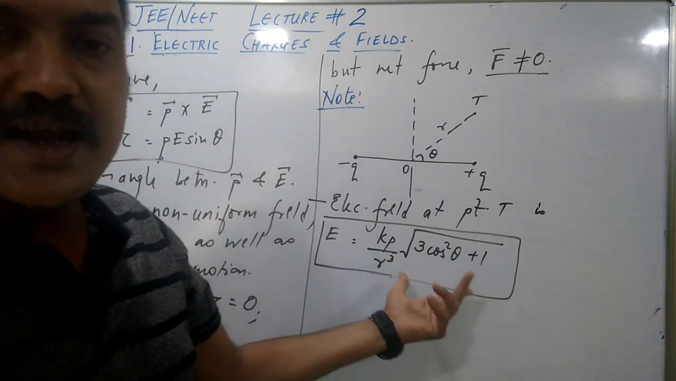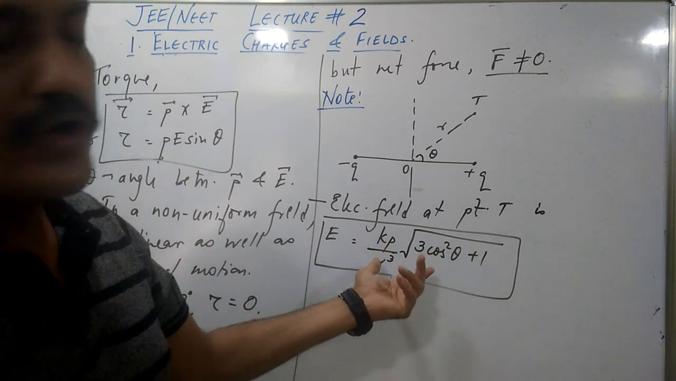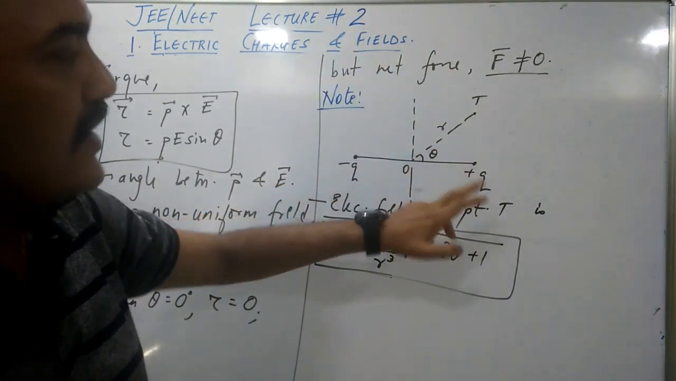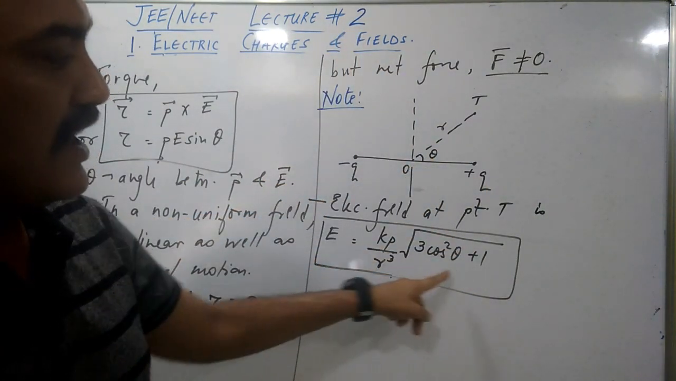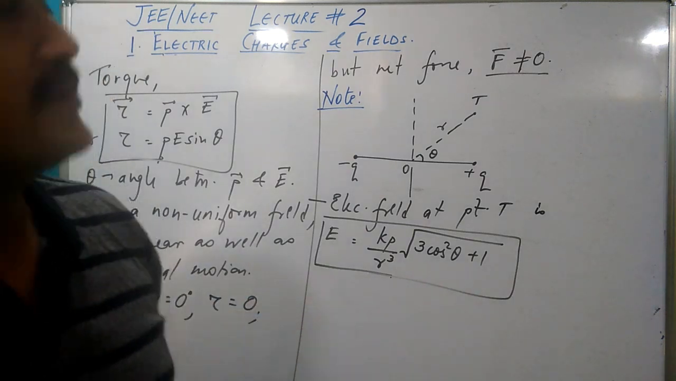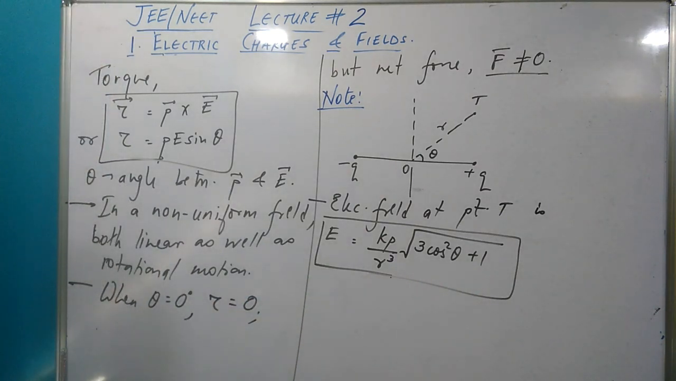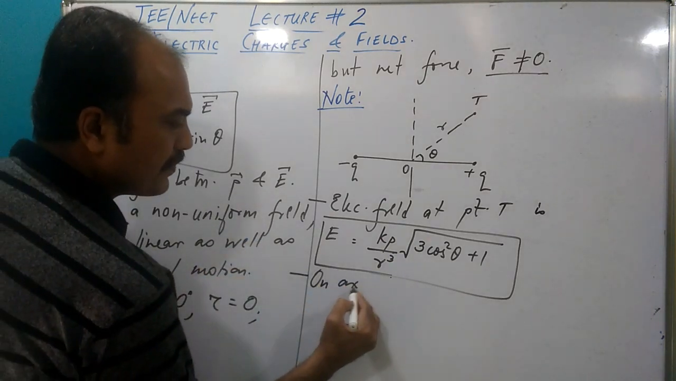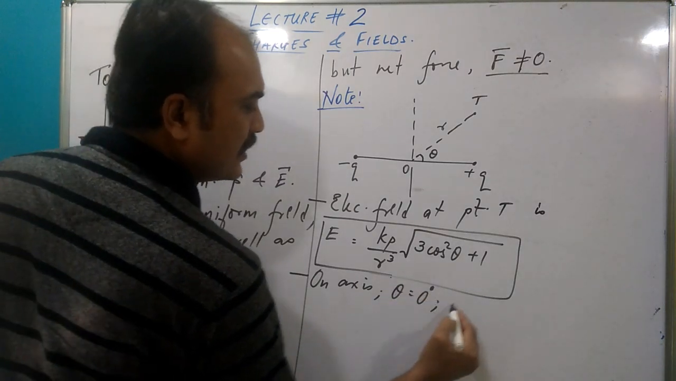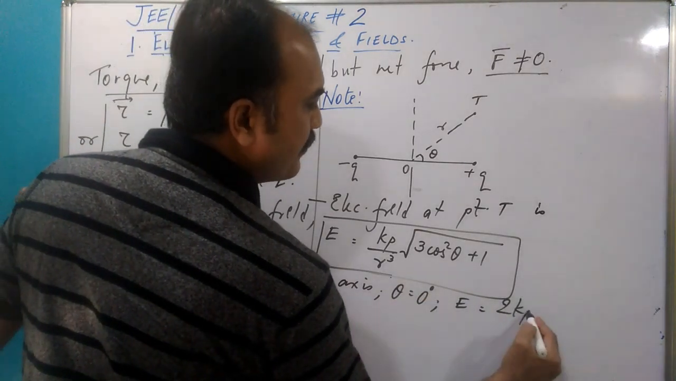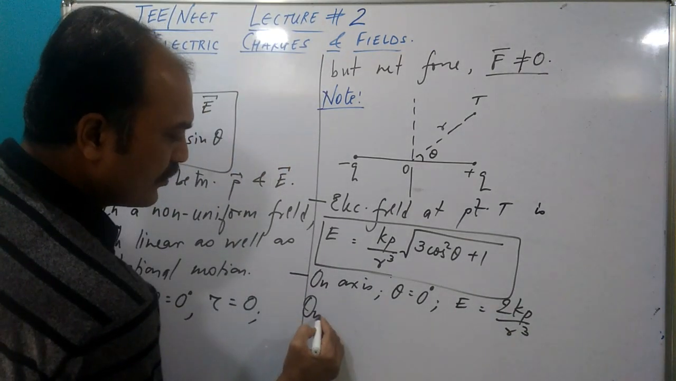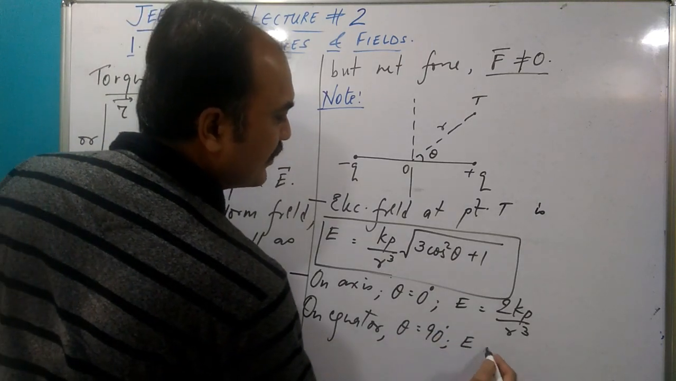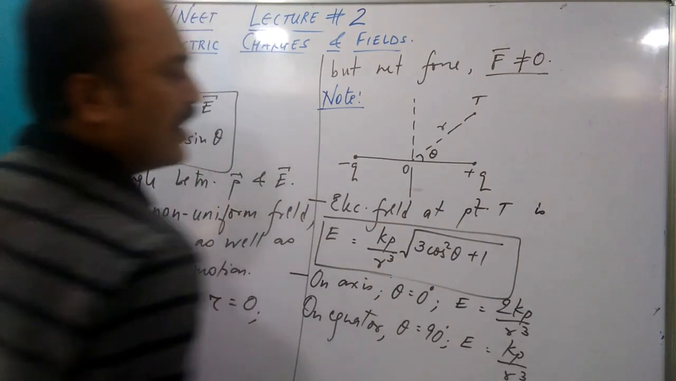So this is a very, very essential idea for your competitive exams, that if the point T is neither on the axis nor on the equator, but at an angle theta with the dipole, the electric field would be something like this. Let us move on. Let me just write it. On the axis, theta is 0 degree. So E is 2 Kp by r cube. And on equator, theta is 90. So electric field is Kp by r cube.